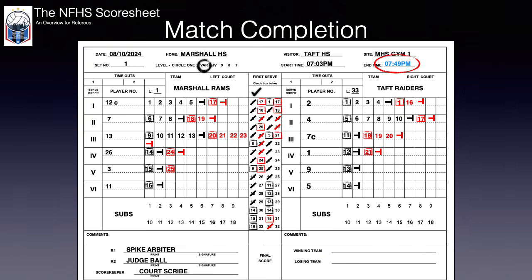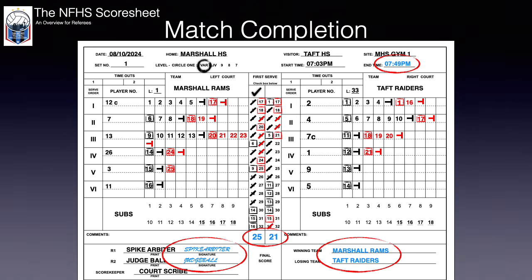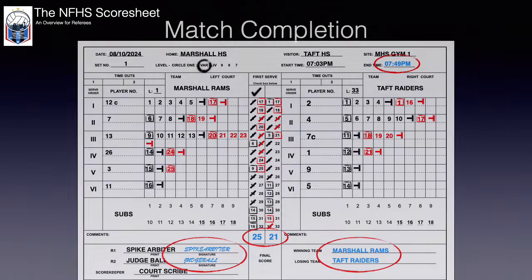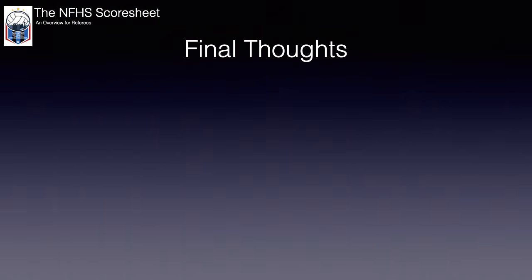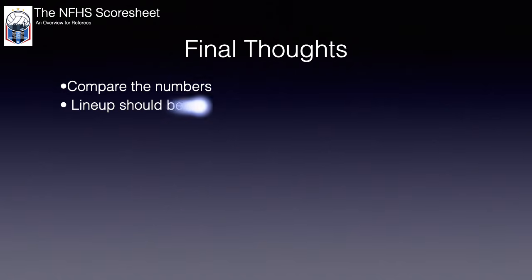After the set is over, the final touches are placed on the score sheet. The set end time, final score, and signature or initials of the officials as indicated, and the winning and losing teams. In closing, here are some key points to remember. After receiving the lineups, compare it to the player roster to ensure there are no duplicate numbers or invalid numbers. The team's lineup should jive with the roster and the score sheet and must contain a valid starting lineup, an assigned captain, and a designated libero if the team chooses to use one.